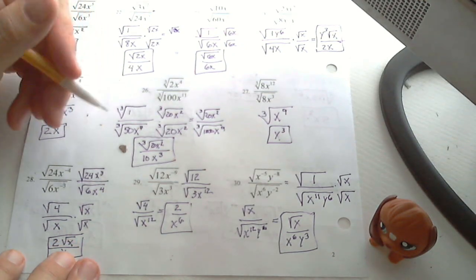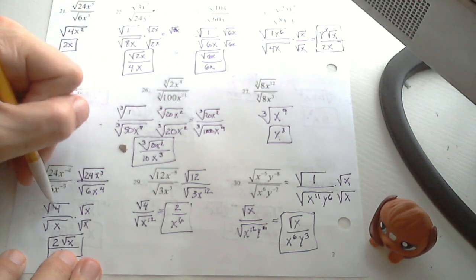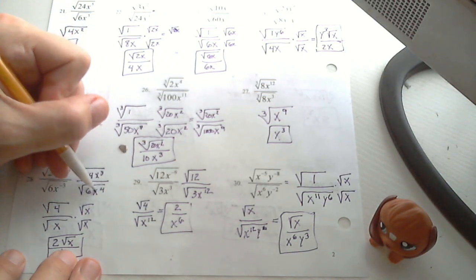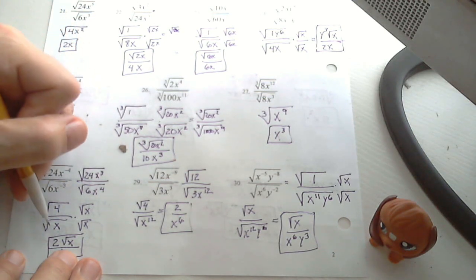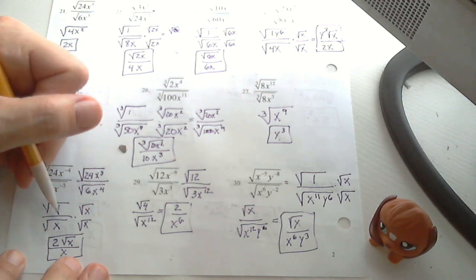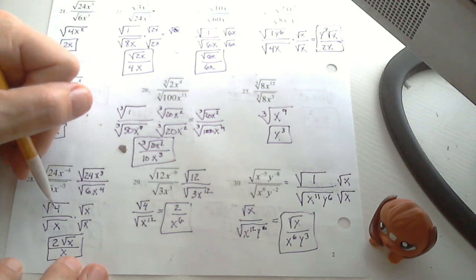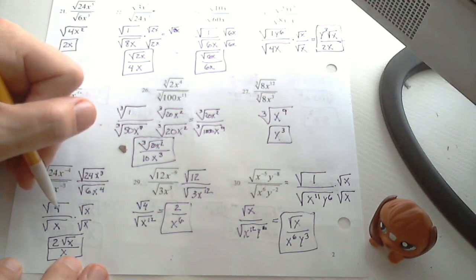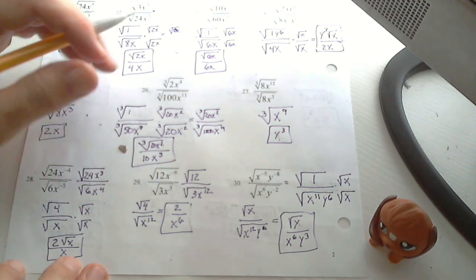Now we can do our great big canceling step. 24 over 6 is 4. X to the 3rd, x to the 4th, cancel each other out, and you're left with x in the denominator. Alright, then we just multiply by radical x over radical x. 4 is a perfect square there, as it turns out, so we can take the square root of that. That's 2 radical x over x.